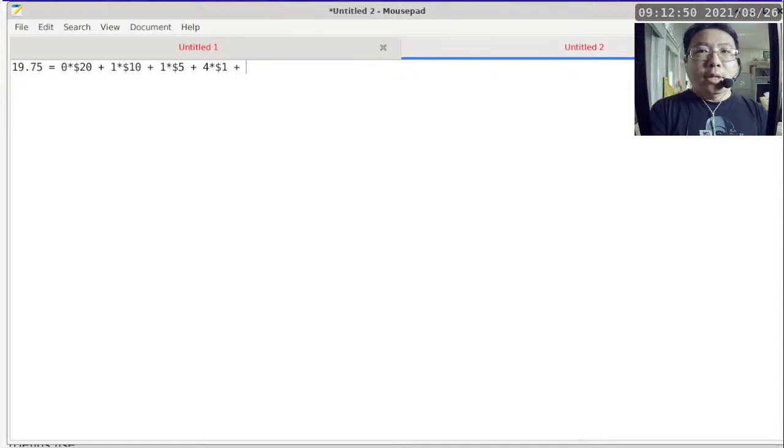So now that takes care of the $19, and we have the 75 cents left. Yes, I know we have half-dollar coins, but those are also very uncommon, so we'll skip that. We'll skip to quarters. So we look at 75 cents and go like, oh, okay, that's exactly 3 quarters. Okay, so 3 times quarters, and we're done. Okay, so this is how we do this.